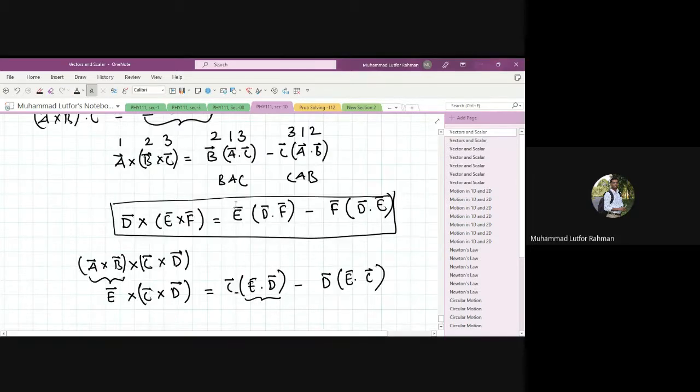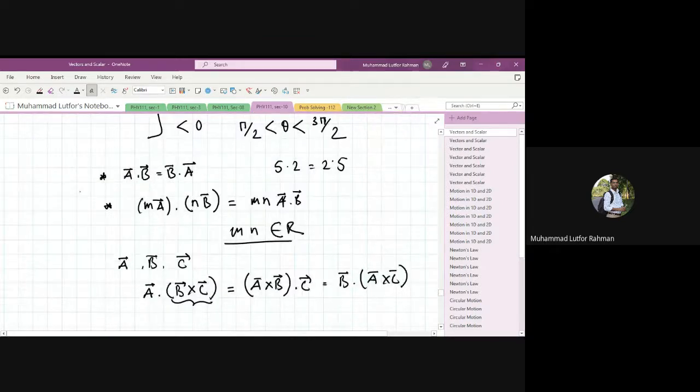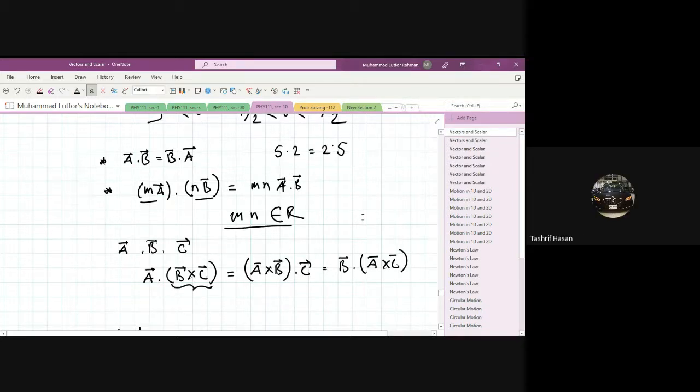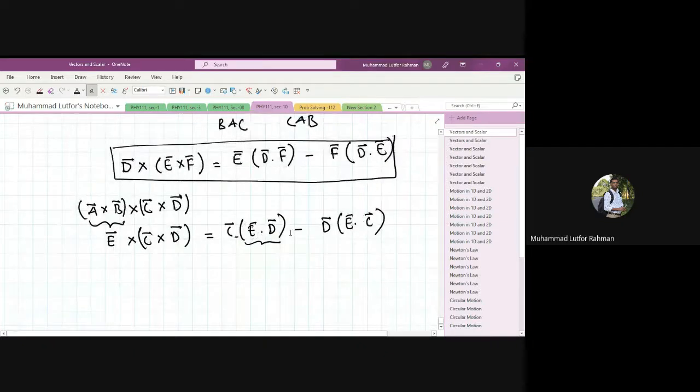The properties I said over here, look at this. That one is m into a and n into b, where m and n, I say, are scalar quantities, a set of real numbers. You'll find that this will give you some number over here, either positive or negative. So when you have that, you multiply that number with the rest of the vector. Okay, sir.